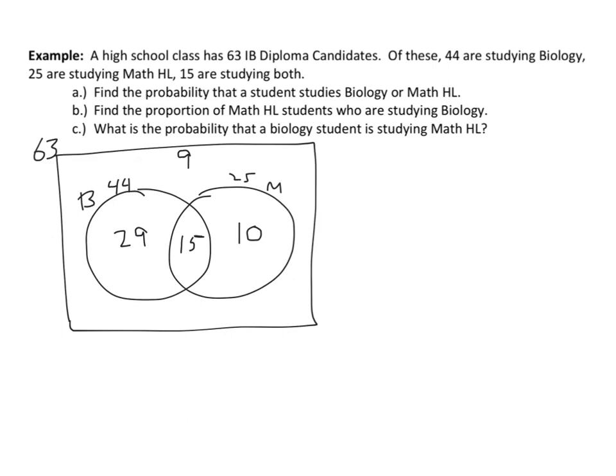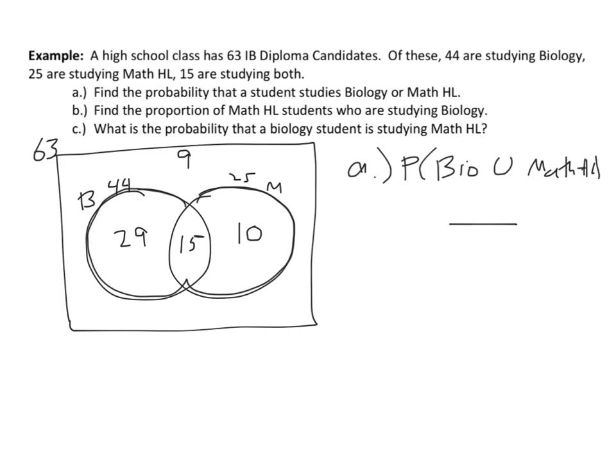Right? Question A, find the probability that a student studies biology or math HL. There's no conditions here. This is just the probability of bio or math HL. Okay? Well, let's see here. Bio or math HL, that would be this entire thing, right? Well, that entire thing, there are 54 things that are in that union out of 63 that are in the overall space, and so this can be our probability. I suppose this could be reduced. This could be 6/7.